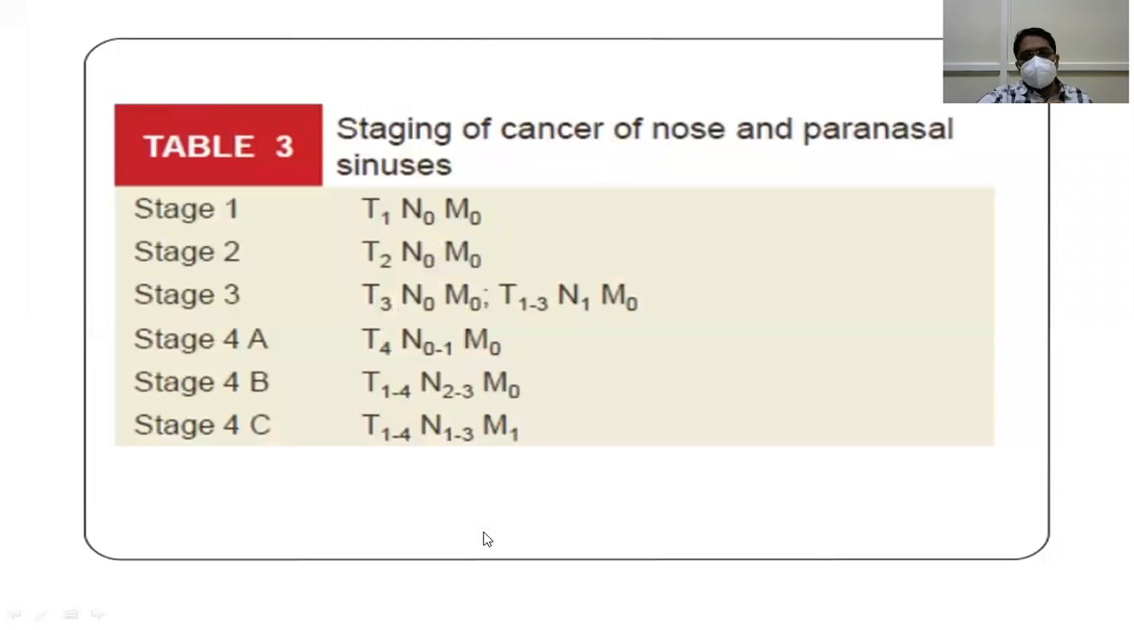This is regarding staging. In stage 1, there is T1, N0, M0. In stage 2, T2, N0, M0. Stage 3, T3, N0, M0. Stage 4, T4, N0 to 1, M0. 4B and 4C.